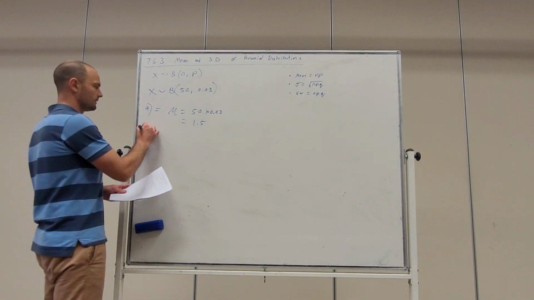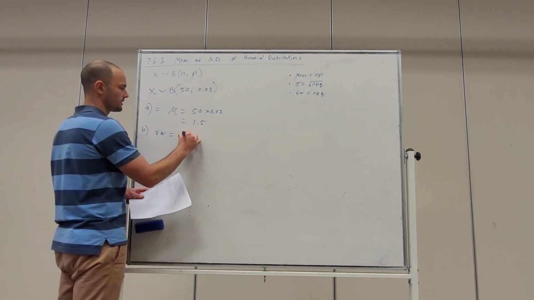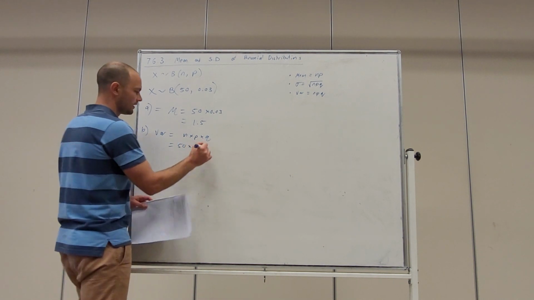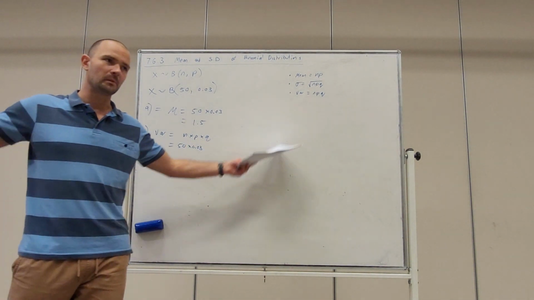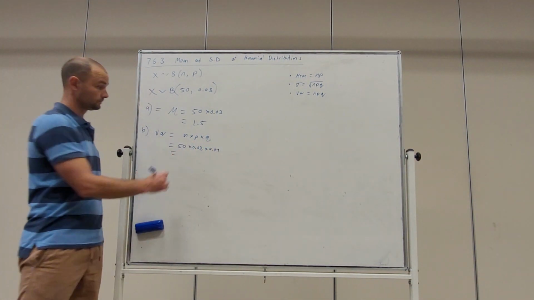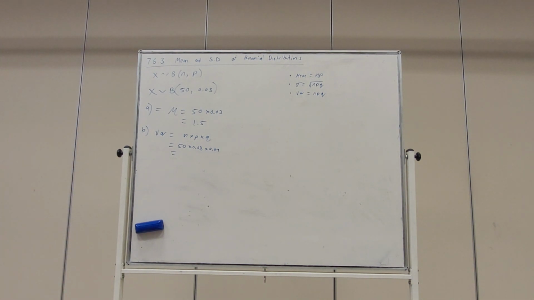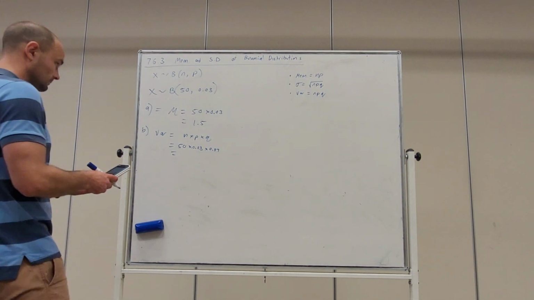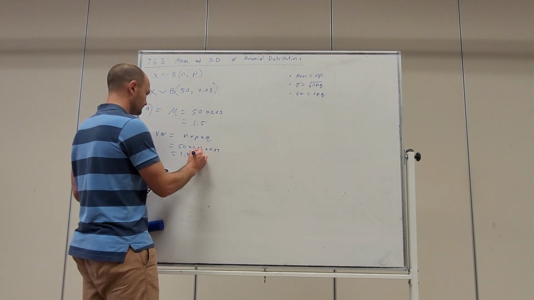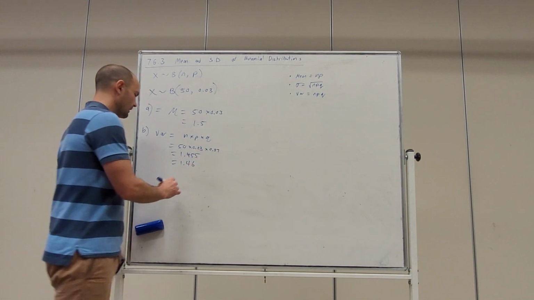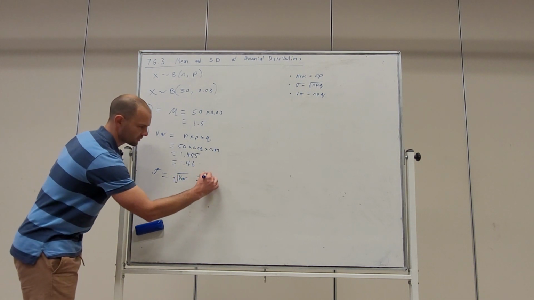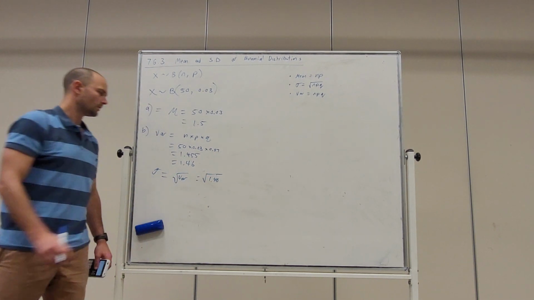The variance is N times P times Q, which is 50 times 0.03, and Q is just the inverse probability of P, 1 take away P. So in this circumstance, 0.97. That gives 1.455. And then the standard deviation is always the square root of the variance, so we can just square root that: 1.21, or leave it like that.